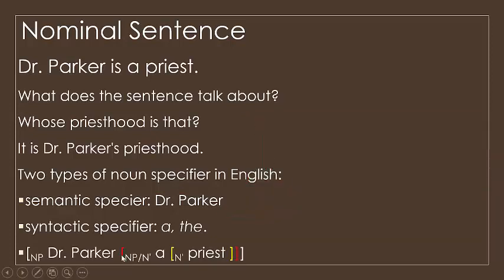And then here we have the noun phrase Dr. Parker, a priest. Dr. Parker is a specifier, and then the NP here, a priest, which is in fact an N bar, is a specifier again, and priest is the head. Here the status is N bar, but it doesn't have a complement. Now let's see the structure of the sentence Dr. Parker is a priest.